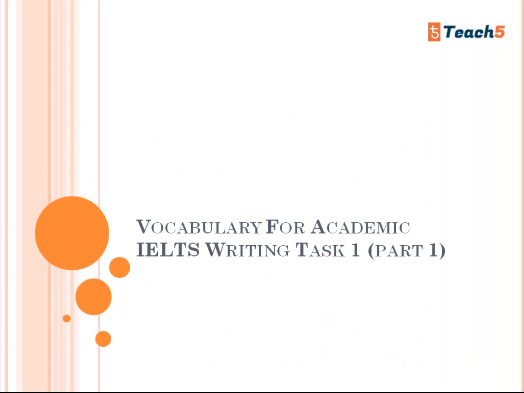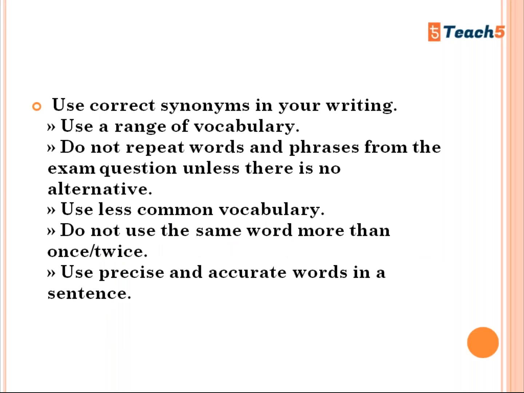The next topic that we'll be focusing on is vocabulary for academic IELTS writing task 1. When it comes to vocabulary, graph vocabulary is different from essay vocabulary. It's more of interpretation. So let's see what those vocabulary words are. Use correct synonyms in your writing, and use a range of vocabulary. For example, when you write the word high, use rise, peak, surge, growth.